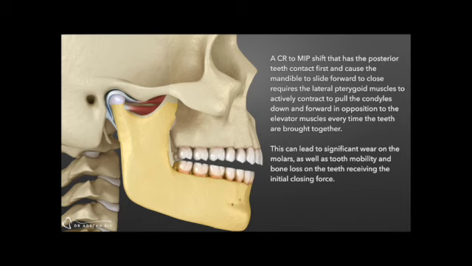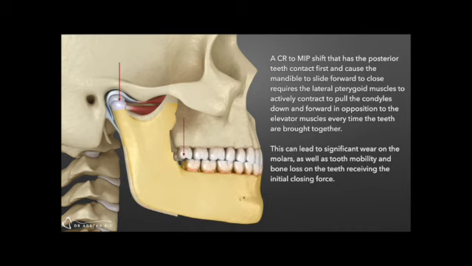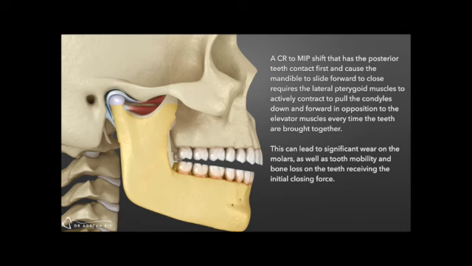So anytime you have a posterior tooth contact first, that will cause the mandible to slide forward, and that requires the lateral pterygoid to actively contract to pull the condyles down. So this kind of does this movement and causes significant wear in the posterior as the patient goes back and forth between this position and MIP, so CR and MIP. A lot of these patients will have significant wear in the posterior. They can have tooth mobility, fractures, and I'm going to show you a quick case in a second. So they're kind of doing this.